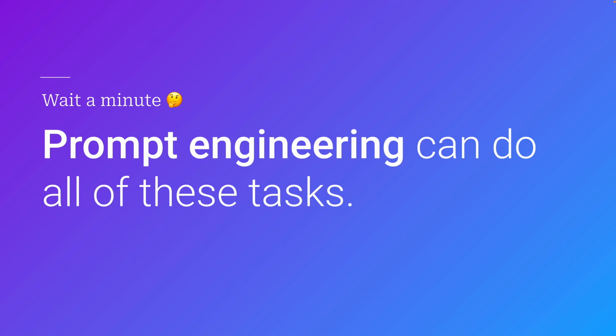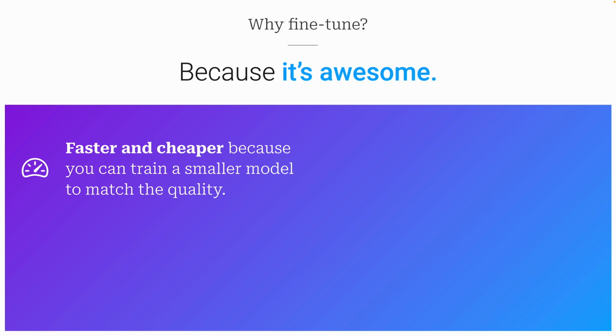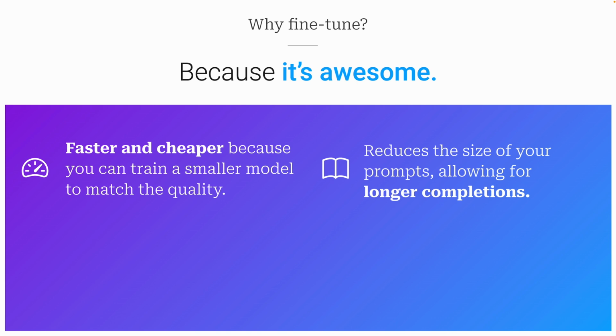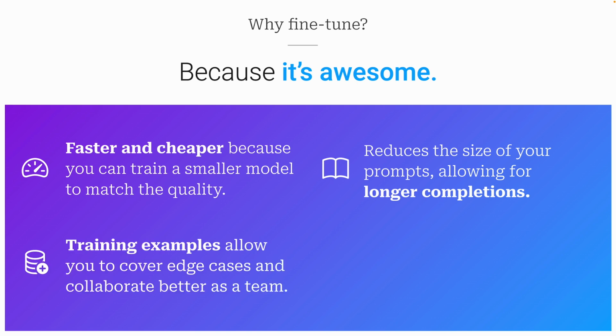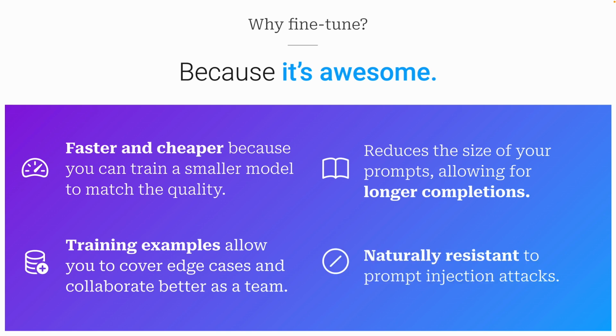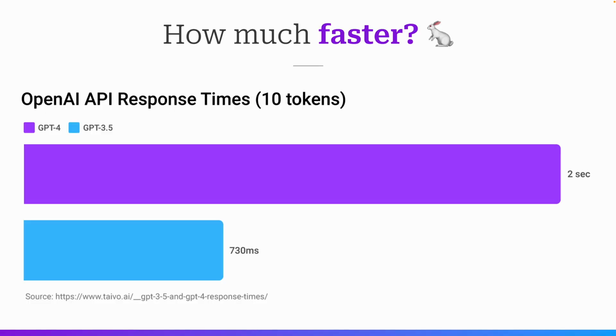So hold on. All those examples I just gave you, you can definitely use prompt engineering, right? Of course. So why should I fine-tune a model? Well, because it's awesome. Fine-tuned models are faster and cheaper because you can train a smaller model to match the quality. They reduce the size of your prompts, allowing for longer completions. Training examples allow you to cover edge cases and collaborate better as a team. And fine-tuned models, because they narrow the scope of what your model will do, are naturally resistant to prompt injection attacks. So how much faster are they really?